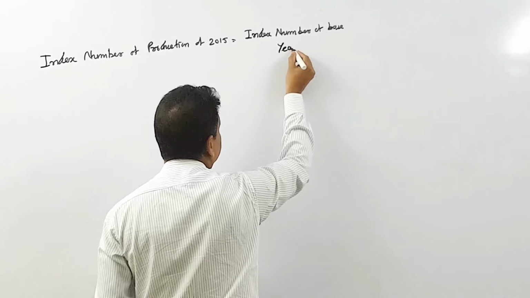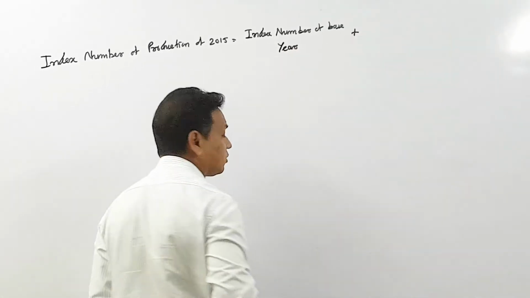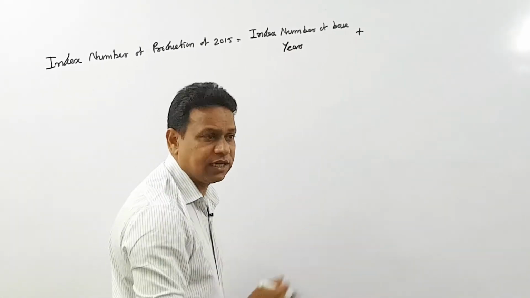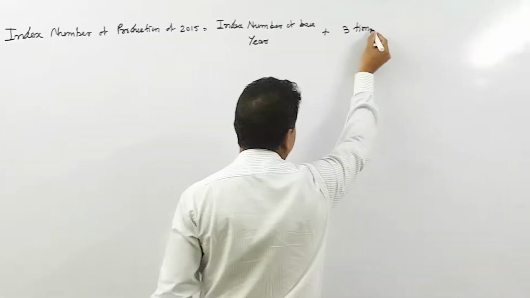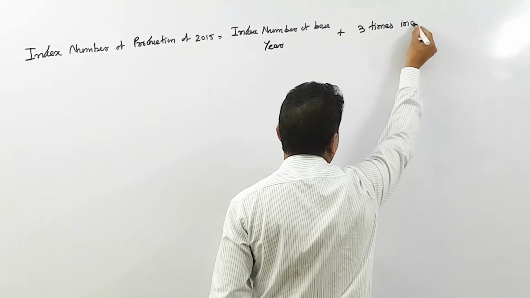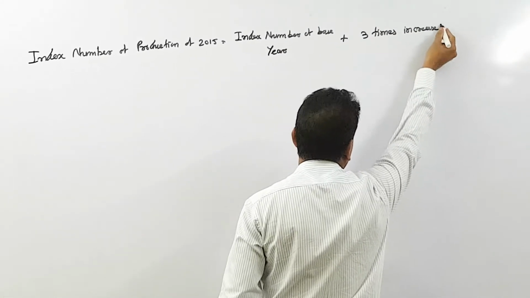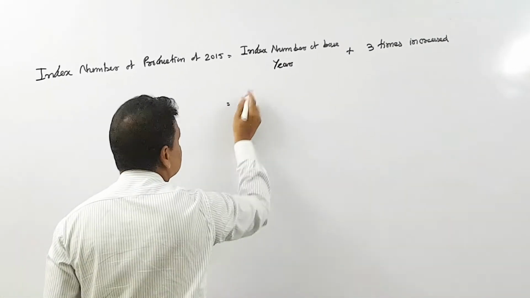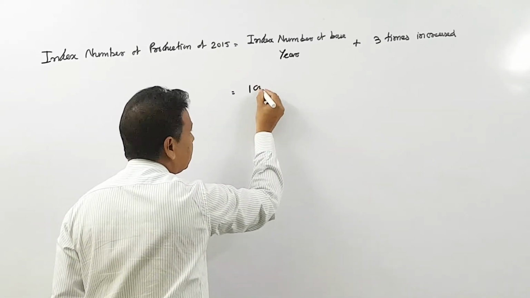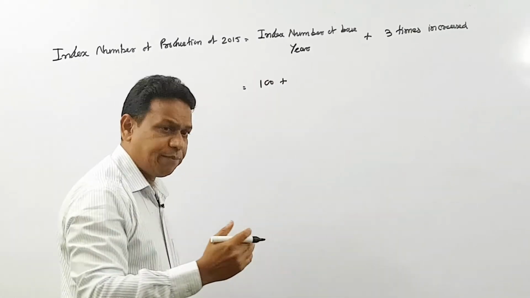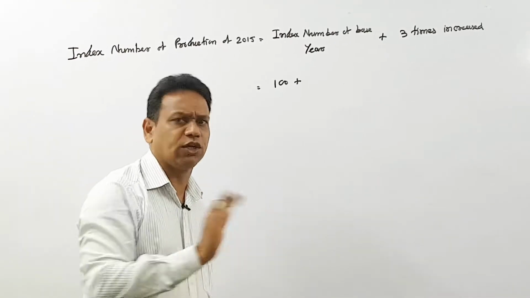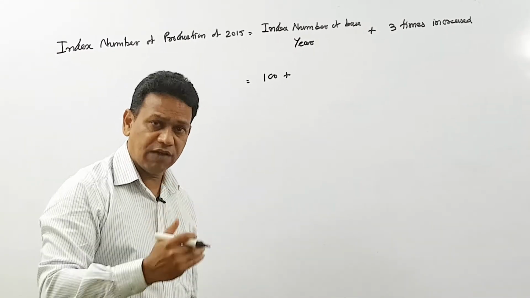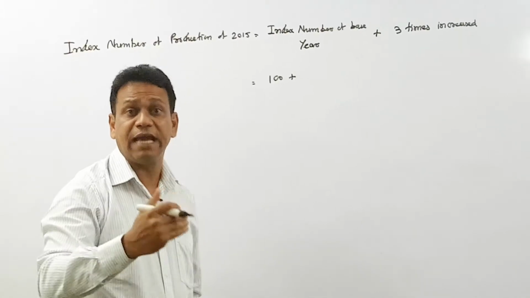Index number of base year plus 3 times increased. So we have to write now, 3 times increased. So the index number of base year is 100 plus, if it becomes 3 times, it is very simple, we have to multiply with 3 only. But here they have given a sentence, it is 3 times increased.